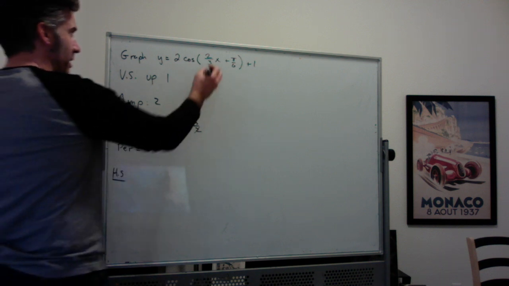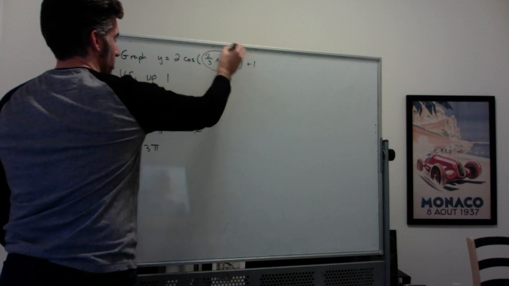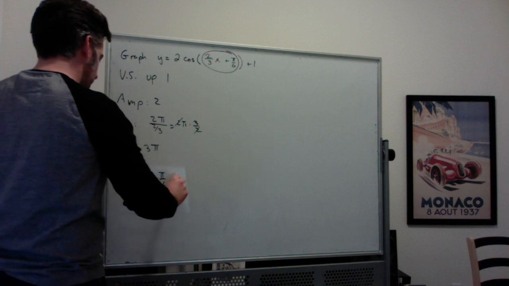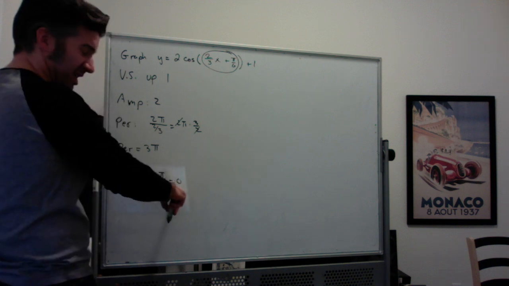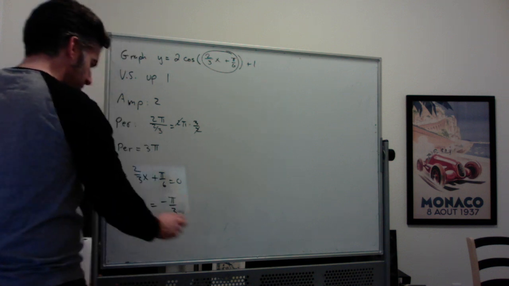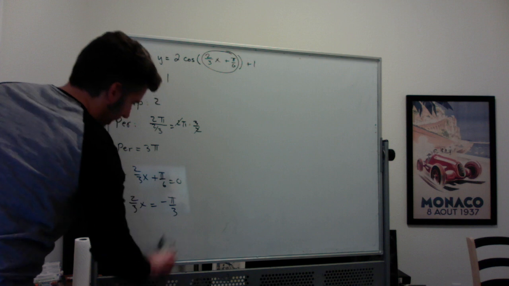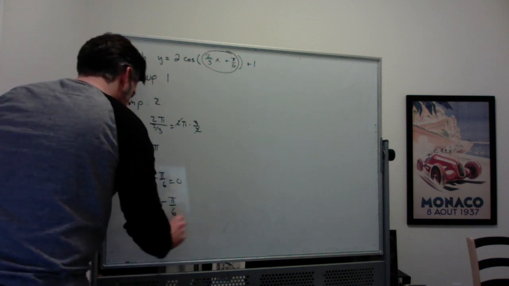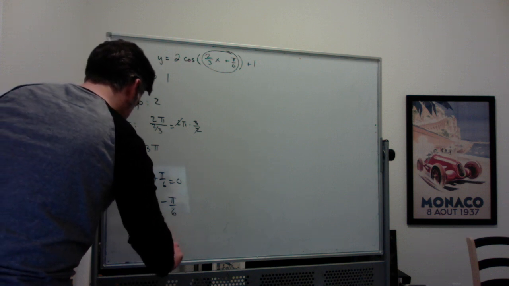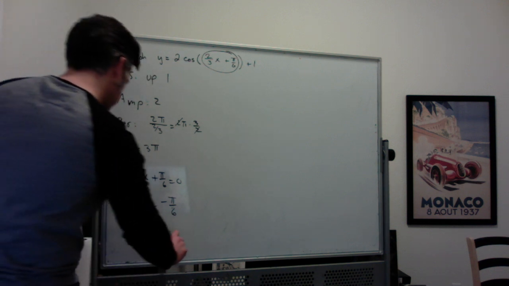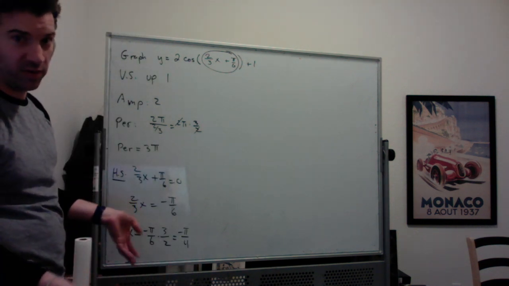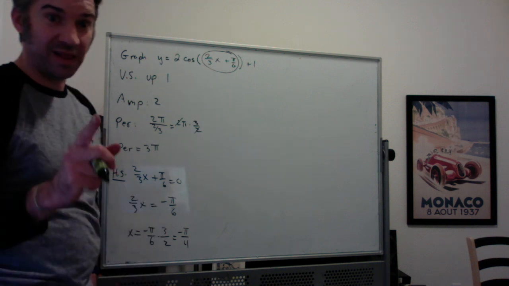We're going to get that by setting what's inside the trig function equal to 0. So 2/3 x plus pi over 6 equals 0. I'm just going to bring this over, but change the sign. So 2/3 x equals negative pi over 6. Multiply both sides by 3 halves, so x equals negative pi over 6 times 3 over 2, which reduces down to negative pi over 4, or negative 3 pi over 12, which is negative pi over 4. So it's going to be pi over 4 to the left.